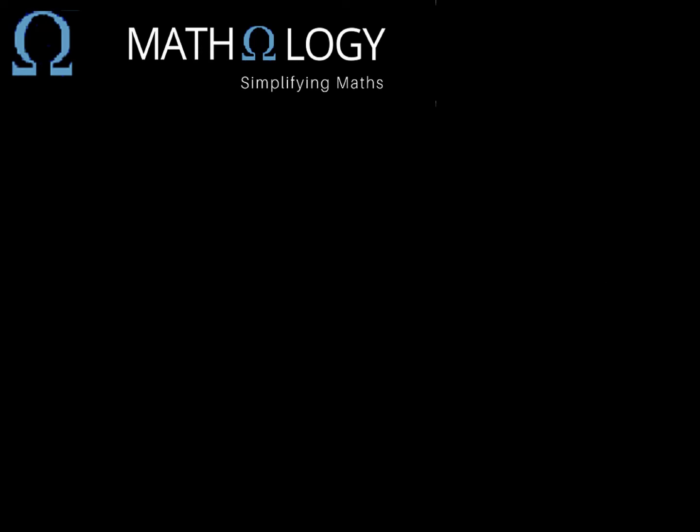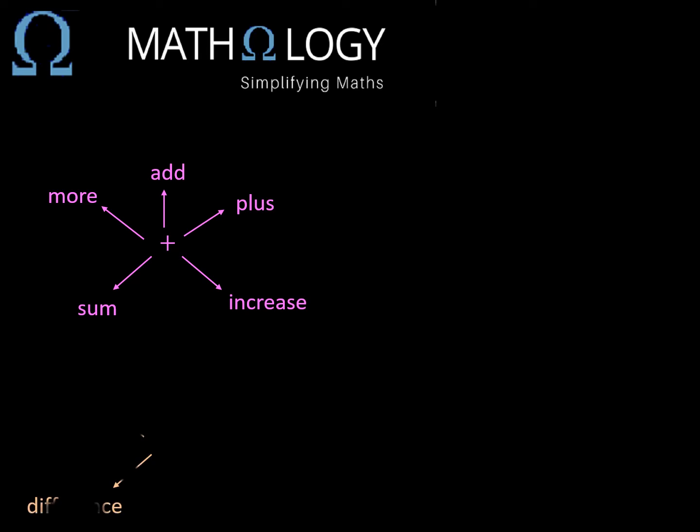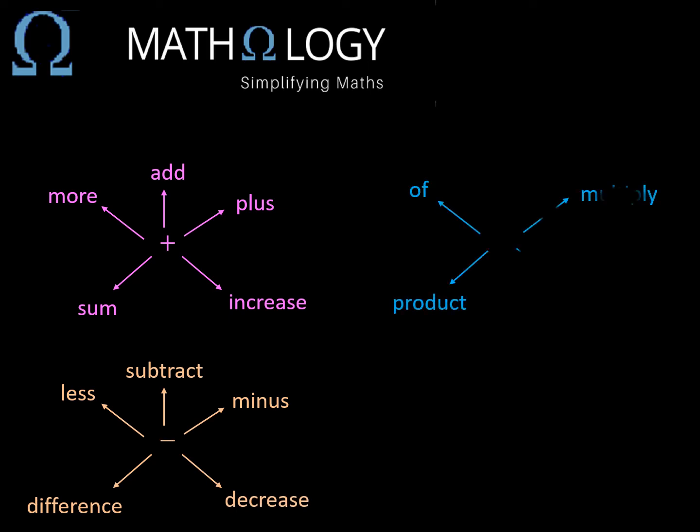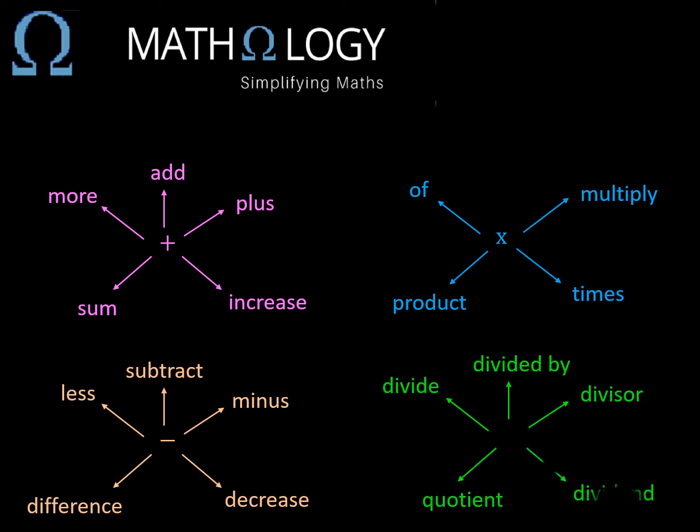It is important to be able to translate a verbal expression into a number sentence. The terms sum, more, add, plus, and increase, in mathematical terms, all imply the operation addition. The terms difference, less, subtract, minus, and decrease, all imply the operation subtraction. The terms product of, multiply, and times all imply the operation multiplication. And the terms quotient, divide, and divided by all imply the operation division.